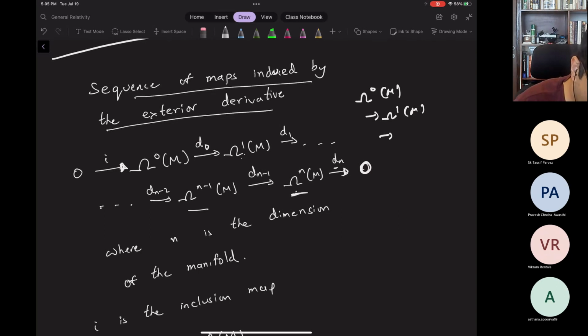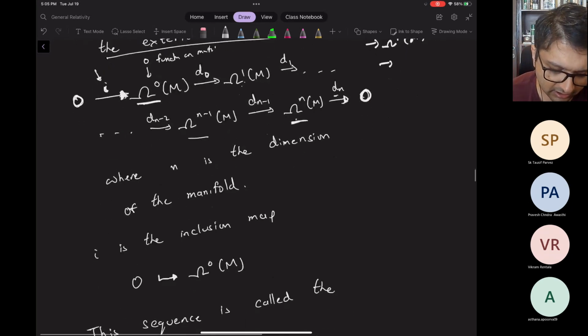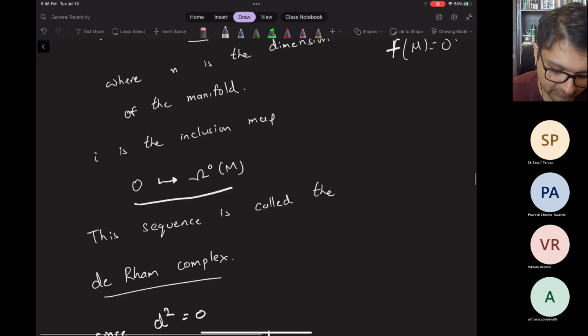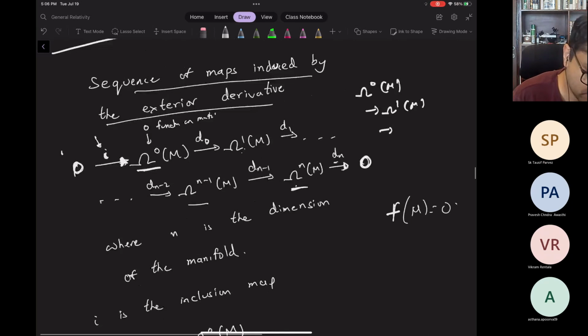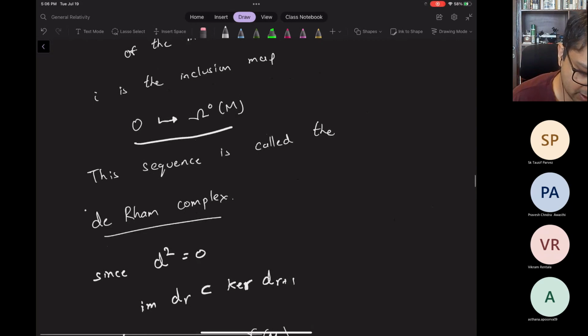Similarly, we can define something called an inclusion map 0, which takes us from 0 to the 0 function on the manifold, which is an element of omega 0 M. So the inclusion map takes me from 0 to the 0 function on the manifold: f at any point on the manifold is just 0. Now this sequence of maps is called a de Rham complex.